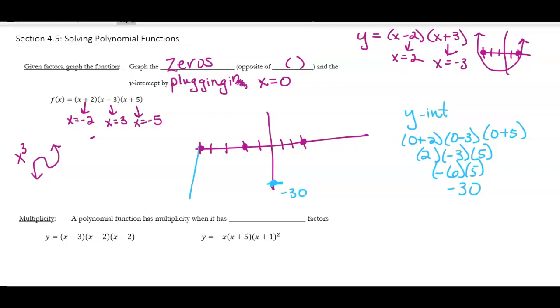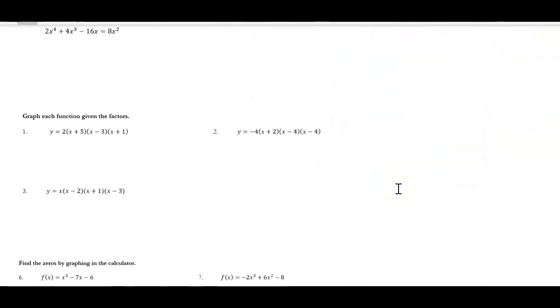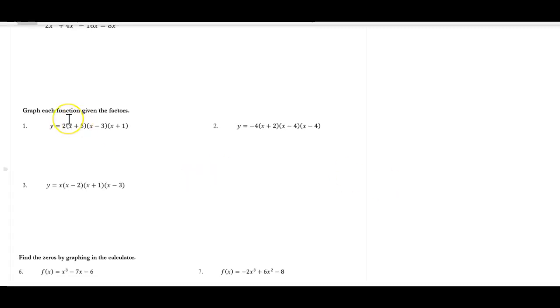So let's graph that. So up, down, a little bit below the 30, and up. It's definitely not drawn to scale, but right now the thing I'm focusing on is that you're able to graph by finding the zeros and the y-intercept. Okay. All right. Before we go to this next part, let's go ahead and look at the first 3 examples. I would like you to try examples 1, 2, and 3. So graph each function given the factors. I also want you to find the y-intercept. When you think you have it, go ahead and press play and we'll check it.